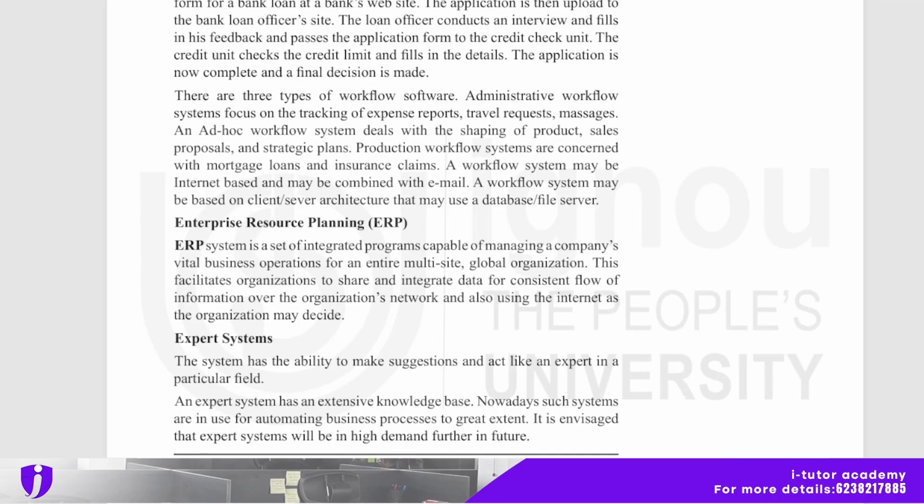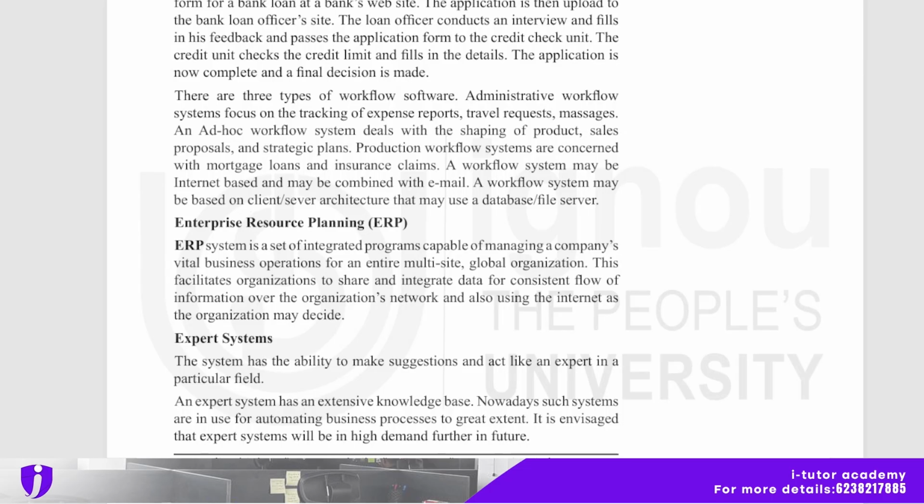And there are three types of workflow software. Administrative workflow systems focus on the tracking of expense reports, travel requests, and messages. Ad hoc workflow systems deal with the shaping of products, sales proposals, and strategic plans. Production workflow systems are concerned with mortgages, loans, and insurance claims.